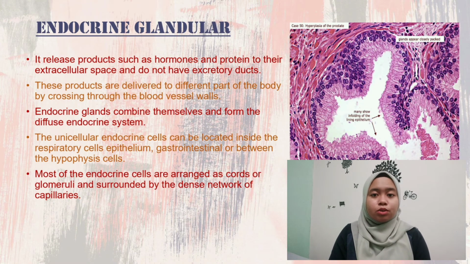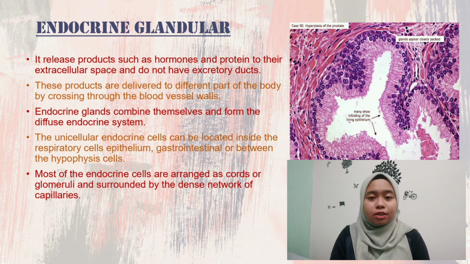Now, here we go to endocrine glandular. It releases products such as hormones and protein to their extracellular space and does not have excretory ducts. These products are delivered to different parts of the body by crossing through the blood vessel walls. Endocrine glands combine themselves and form the diffuse endocrine system.